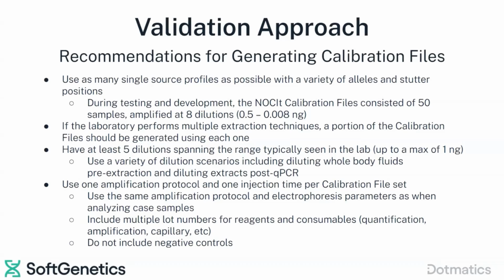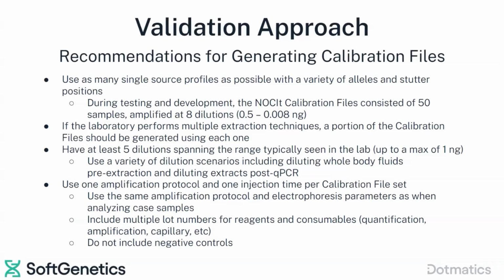So the first thing to do in a validation would be to generate the calibration data set that gives NOCIt the context to develop the model. The developers have recommended that you use as many single source samples as possible with as much variety as possible in regards to the alleles and the stutter. If you don't have a ton of samples, but each one is pretty unique, there isn't much allelic overlap, then you might be fine.